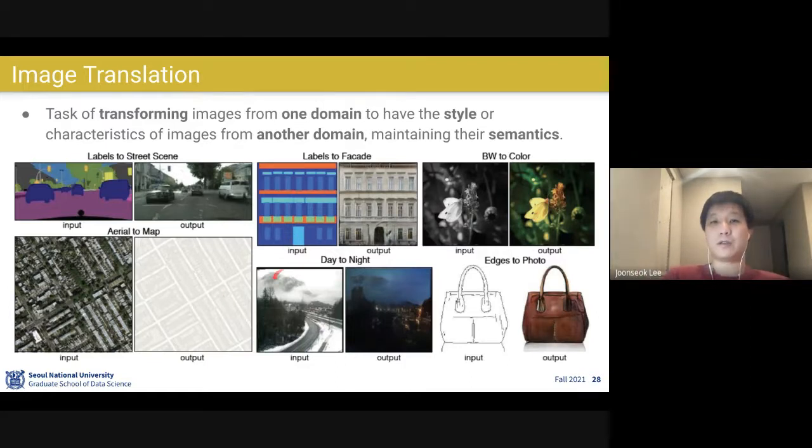Or something like this, day to night. It's exactly the same place using the same camera, but one is from the daytime and the other is from the nighttime. Or one can be from spring and the other from winter. Or even this kind of thing is also possible: the drawing of a bag and the actual bag photo. So suppose you have two different domains describing something in common, with one-to-one correspondence, and we'd like to transform one to the other.